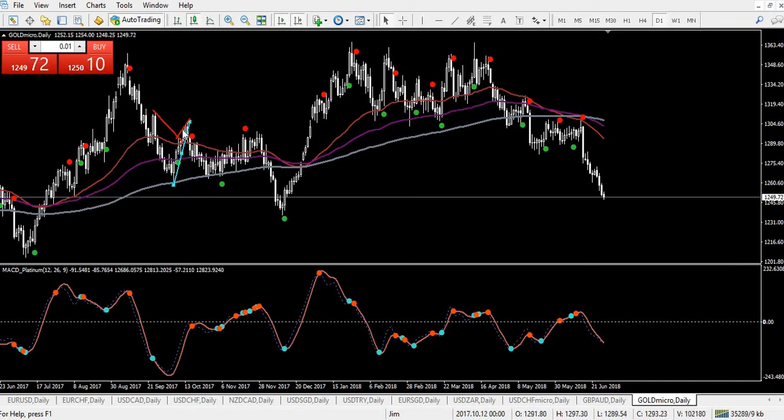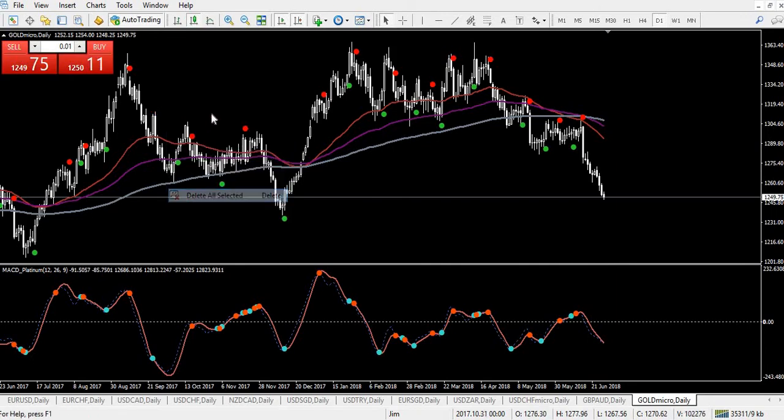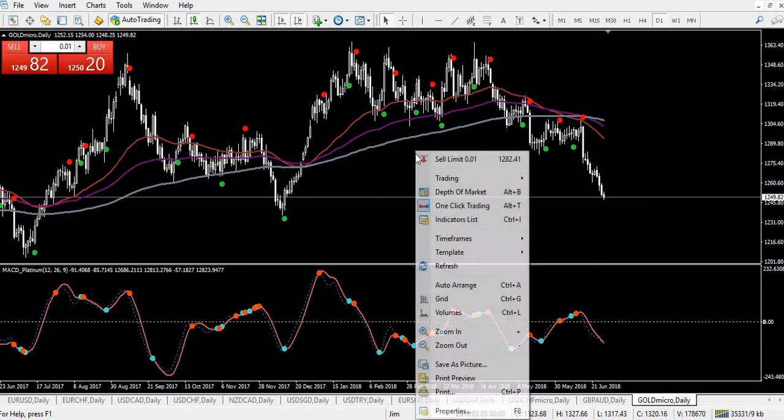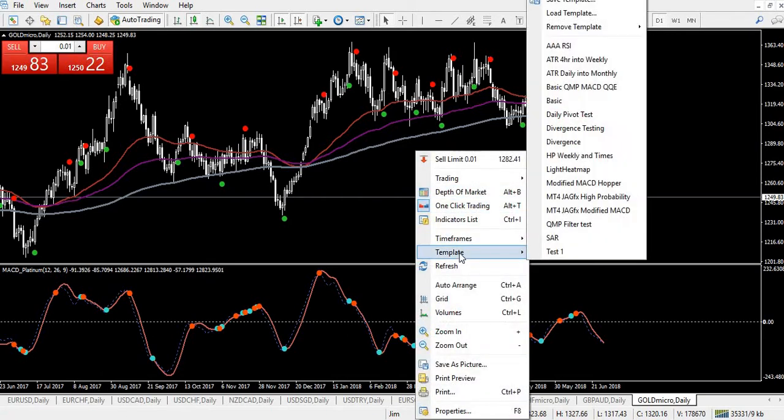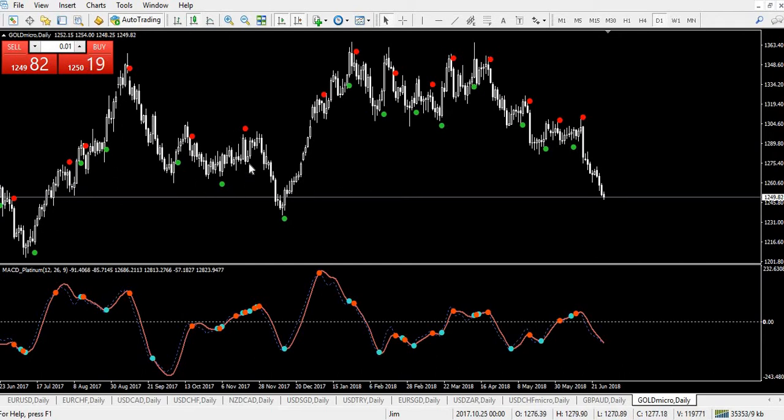I'm not sure what those trend lines are. Must be on a template somewhere. So what I've done is I've stripped it right back even further. So I've got a new template here for divergence testing. All it does is leave the QMP filter on and the MACD platinum.